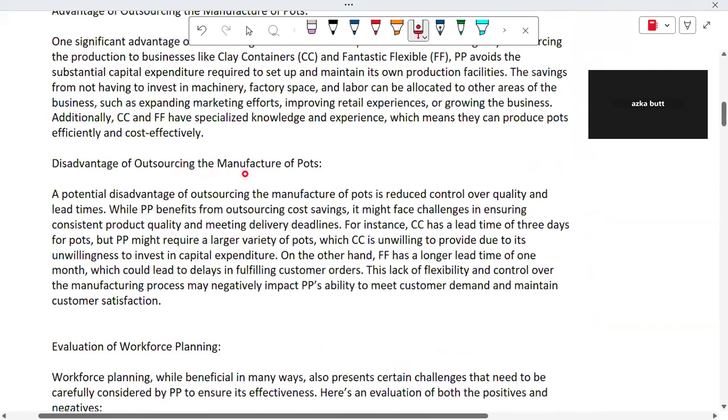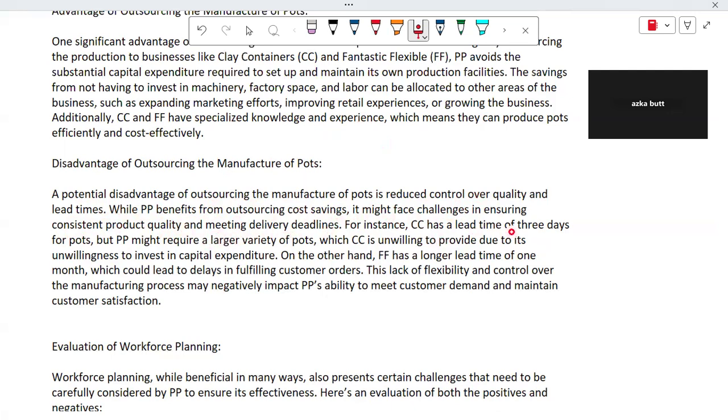The disadvantage of outsourcing will be that a potential disadvantage of outsourcing the manufacture of parts is reduced control over quality and lead times. Since this is an 8 mark question, you need to write one advantage and one disadvantage. So while PP benefits from outsourcing cost saving, it might face challenges in ensuring consistent product quality, of course, because if you are outsourcing one of your tasks, it means that you cannot control the quality over there, and meeting the delivery deadlines.